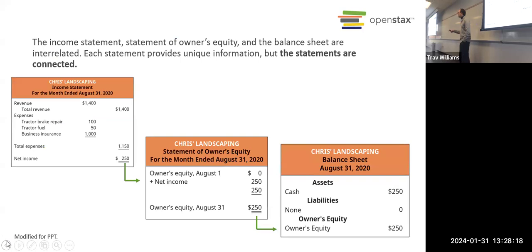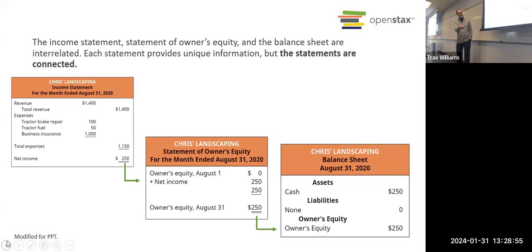All right, here we see the relationship between these three financial statements. We see Chris's income statement, which showed he generated $250 in net income, right? This was his total sales minus his expenses, and what was left over was the profit or the net income. Now that net income gets added to the beginning equity, which happened to be zero, to show that the company now has a value of $250.